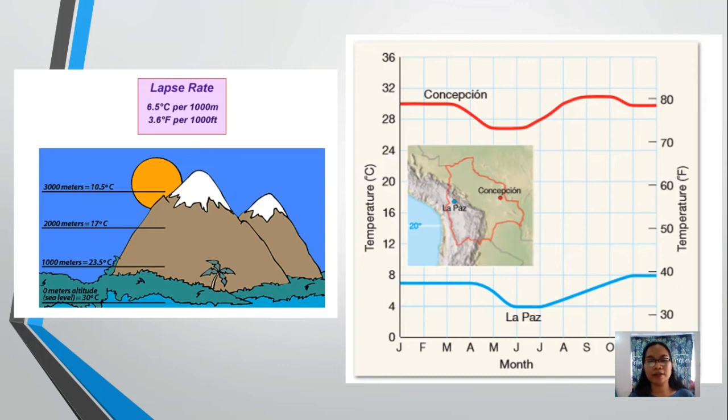Okay, you can also observe here differences in temperature depending on the altitudes. Okay, halimbawa, ikumpara natin ang temperature sa Baguio kumpara sa ating temperature. So, we have different temperature range. So, ito naman sa ibang bansa, ito yung La Paz and Concepcion.